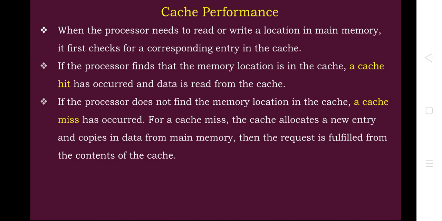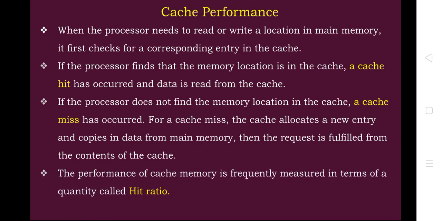So now between this cache miss and the cache hit, we have a ratio called hit ratio. The performance of the cache memory is frequently measured in terms of the quantity called hit ratio. These questions may be asked as a one word question. What is a cache miss? What is a cache hit? What is hit ratio? And also how the performance of cache is measured. For these cases, we can answer the questions from this slide.